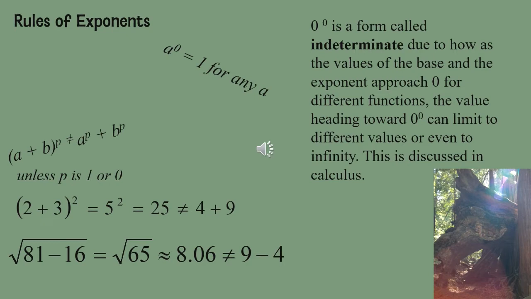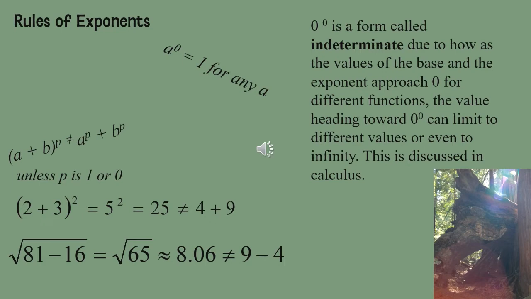So as an algebra student, you really should be aware that anything to the 0 power is 1, no matter what the base is. Because remember, in our class, we're really focusing on exponential functions in which the base is not 0 or 1 or a negative value. So any base we're using raised to the 0 power is going to equal 1. I also would like to remind everybody that a sum raised to a power is never equal to the individual addends raised to the power.